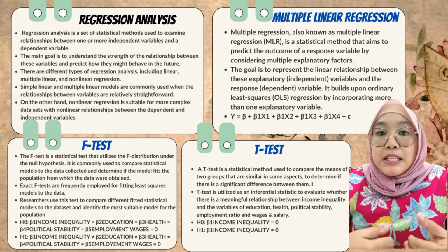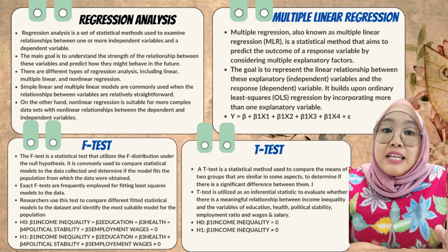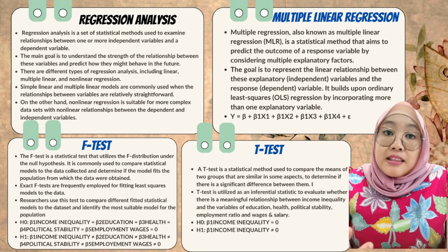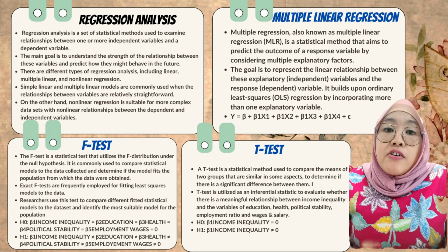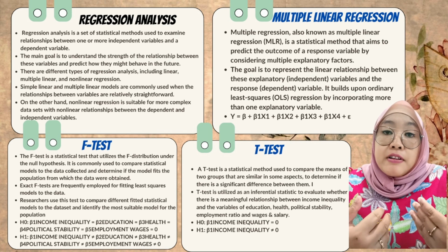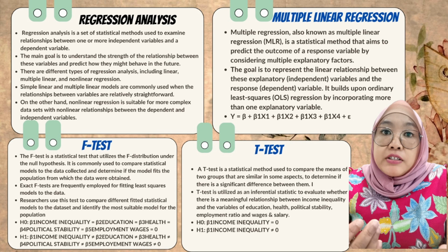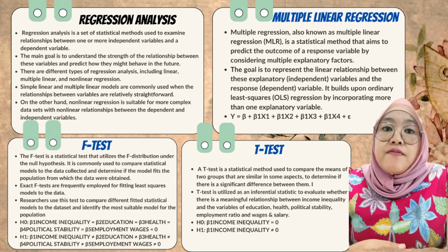Okay, next is multiple linear regression. Multiple regression is also known as multiple linear regression, or MLR. It's a statistical method that aims to predict the outcome of a response variable by considering multiple explanatory factors. The goal is to represent the linear relationship between these explanatory variables and the dependent variable. It builds upon ordinary least squares regression by incorporating more than one explanatory variable.